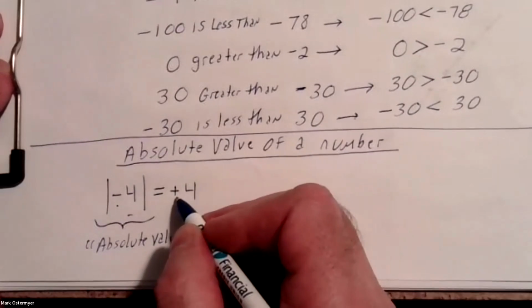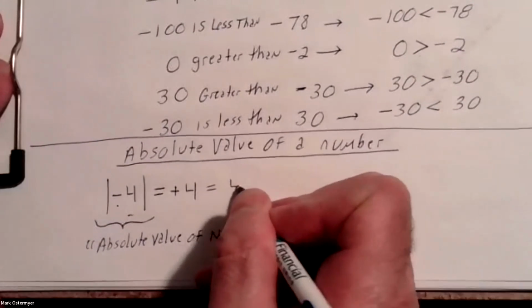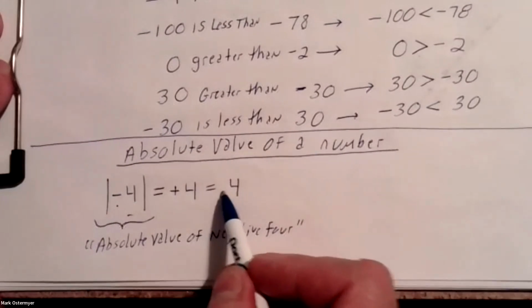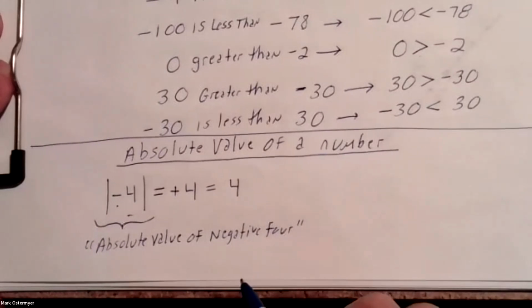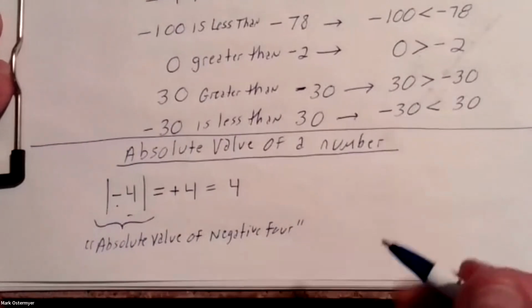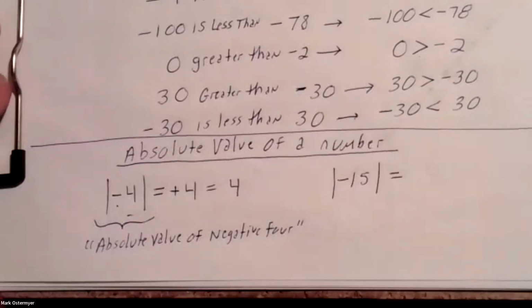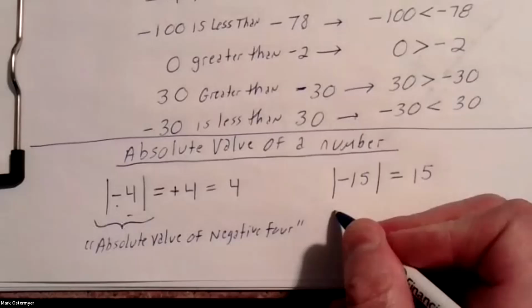Now, we don't even have to put the plus sign in front of the 4. If we omit the plus sign, it's understood that it's still a positive 4. If you don't see a sign in front of a number, it's understood to be a positive number, okay? So the absolute value of negative 4 is 4. That's all there is to it. What's the absolute value of negative 15? What do you think? The absolute value of negative 15. Denisha, what do you think, Denisha? Absolute value of negative 15 is equal to? 15. 15. That's correct. All right.